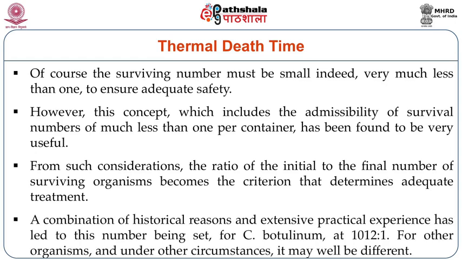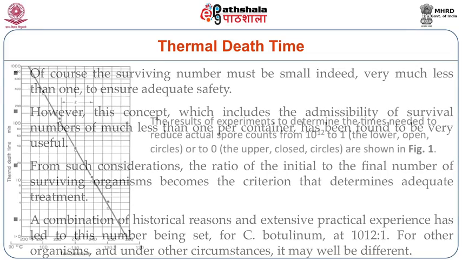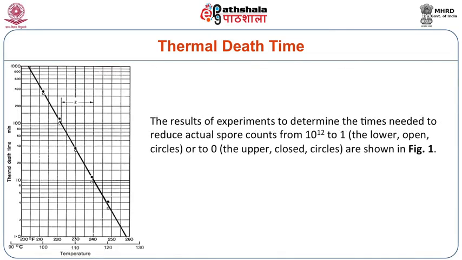A combination of historical reasons and extensive practical experience has led to a number being set for Clostridium botulinum as 10 to the power 12 is to 1. For other organisms, under other circumstances, it will be different. The results of experiments to determine the times needed to reduce actual spore counts from 10 to the power 12 to 1 or to 0 is shown in the slide in the form of a figure.